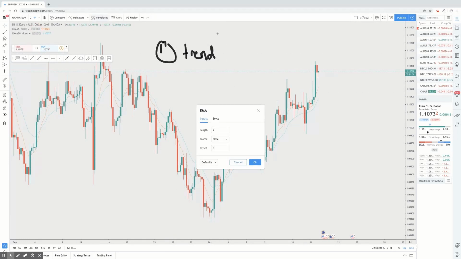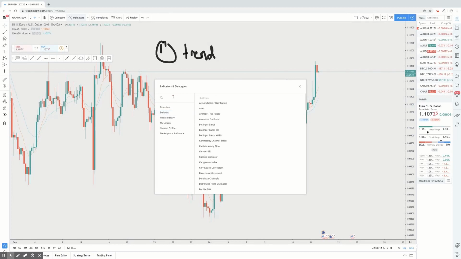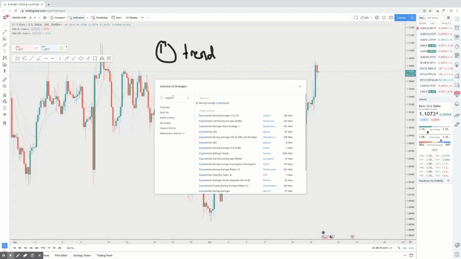If you go into settings, this is where you can change the length and the style, okay? So as I said, I use 9 and 20 is the other one I use. You can make them whatever colors you want, and you find them under indicators, okay? You just search up exponential. It's the first thing that should pop up. Moving average exponential, there it is, okay?